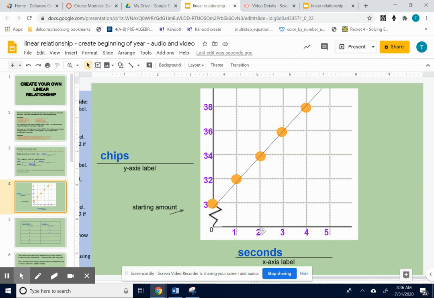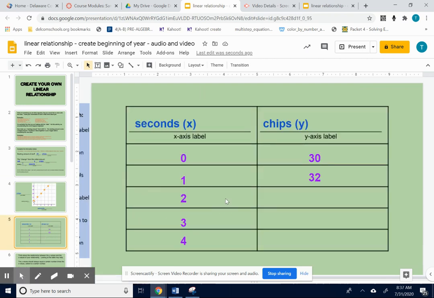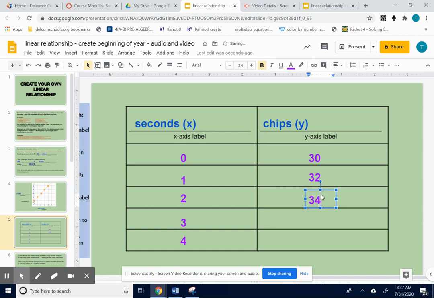And then you can see at 2 seconds, it's 34. At 3 seconds, it's 36. At 4 seconds, it's 38. So you just want to put the same numbers, basically, that are graphed. So at 2 seconds, we have 34 chips. At 3 seconds, we have 36 chips. And at 4 seconds, we have 38 chips.